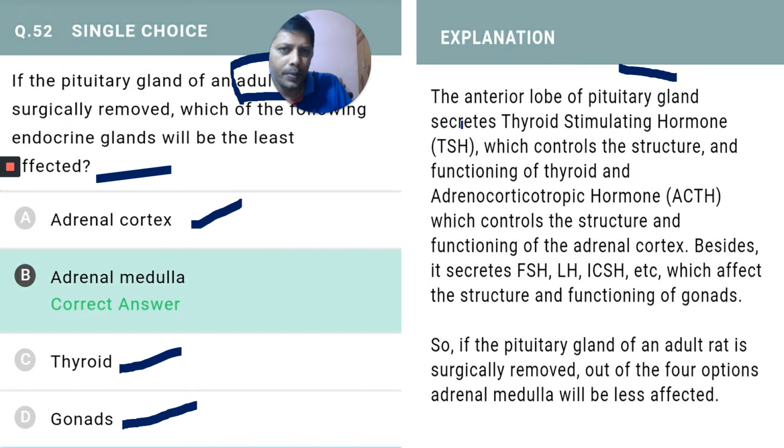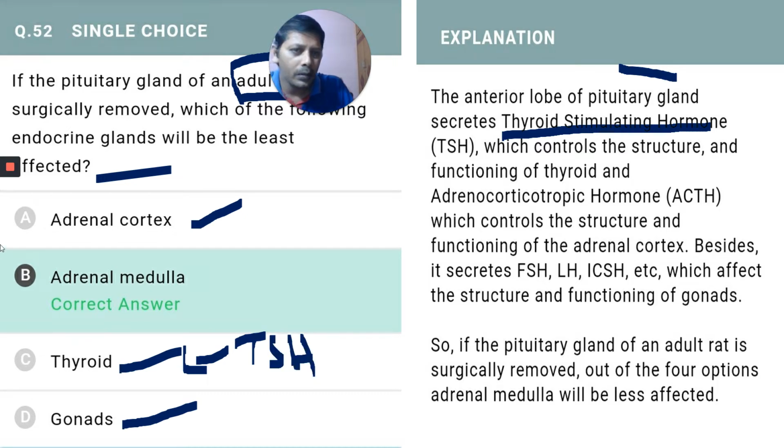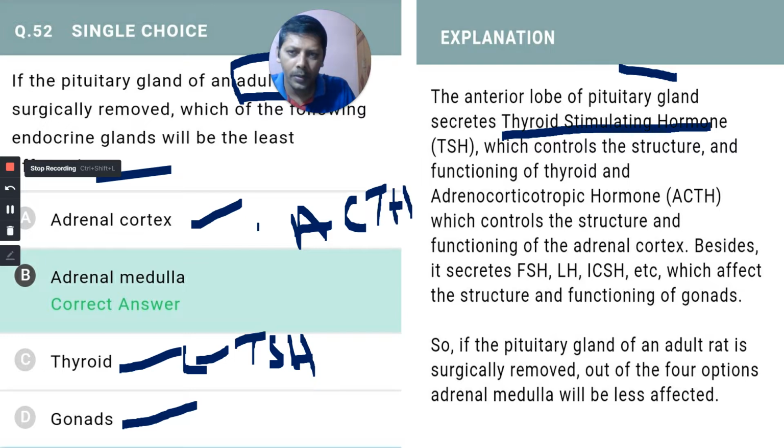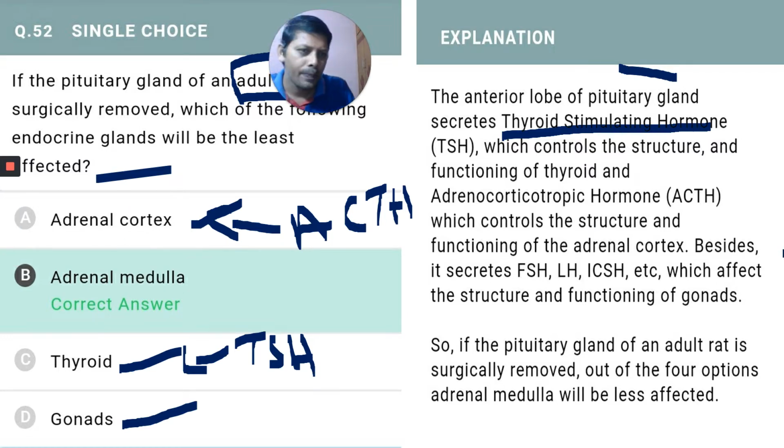The anterior lobe of the pituitary gland secretes TSH, thyroid stimulating hormone. This thyroid stimulating hormone acts on the thyroid gland, which controls the structure and functioning of the thyroid gland. Next one, ACTH, adrenocorticotropic hormone, coming from the anterior lobe. It controls the structure and functioning of the adrenal cortex.